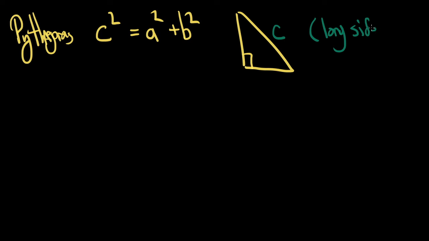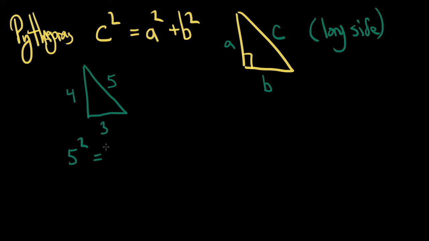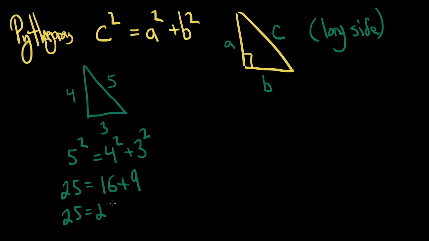So the long side. Okay, super important. It doesn't matter which one is a and b. So that's what it is. I know your classic triangle, like this is 5, this is 4, and this is 3. So it's basically saying 5 squared is equal to 4 squared plus 3 squared, right? So 25 is equal to 16 plus 9, and it is. 25 equals 25, right? So that's what we're talking about.